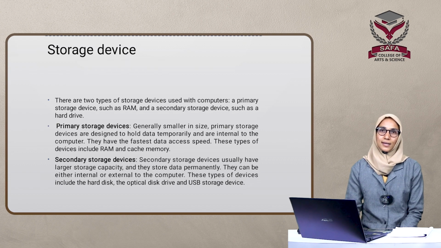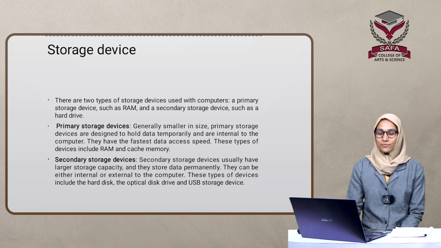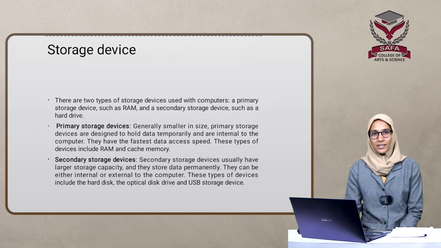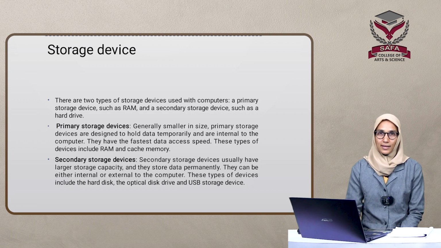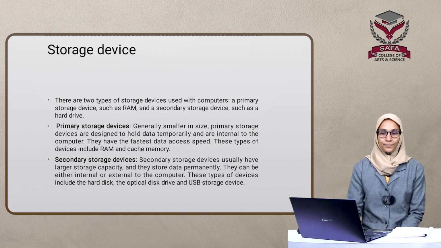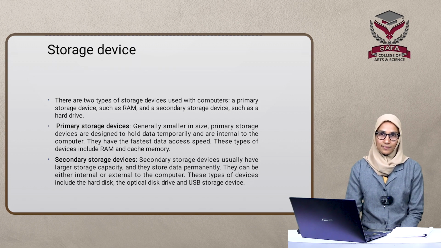The second category is the secondary storage devices. Secondary storage devices accommodate a larger amount of data and store data permanently. They can be either internal or external to the computer. This type of device includes hard disk, floppy disk, USBs, optical storage devices, etc. These are the two main storage device types.